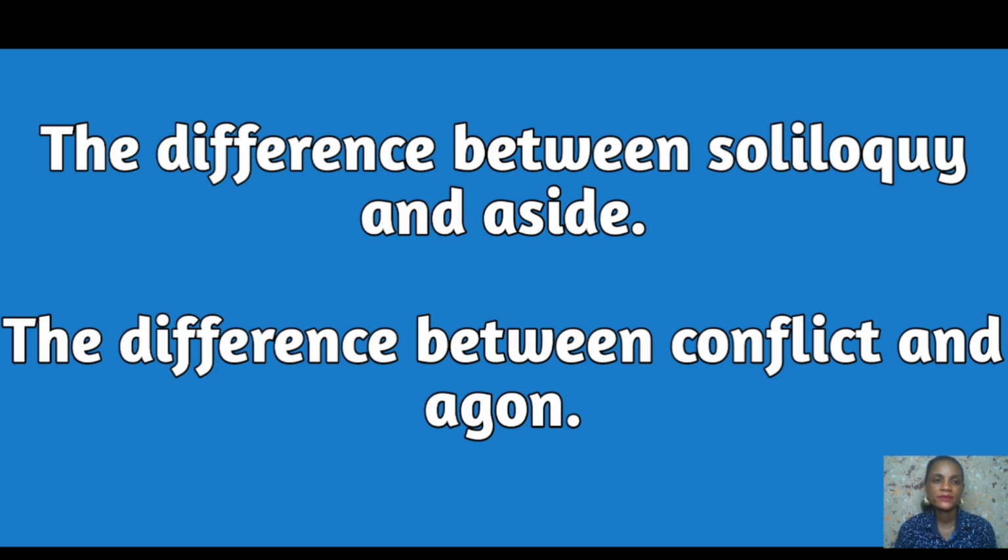Then, the difference between conflict and agon is that conflict is usually between a protagonist and an antagonist. But when it is agon, agon is usually between two protagonists. In fact, they could be friends, and eventually something would just come up. They have a struggle or have an argument, and eventually they come back. I hope this helps you as a student of literature in English.